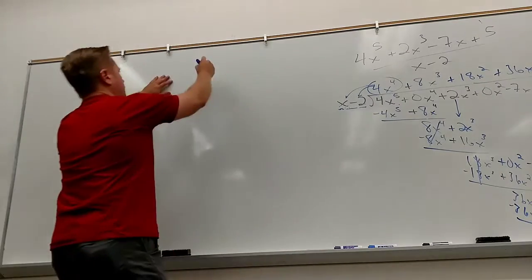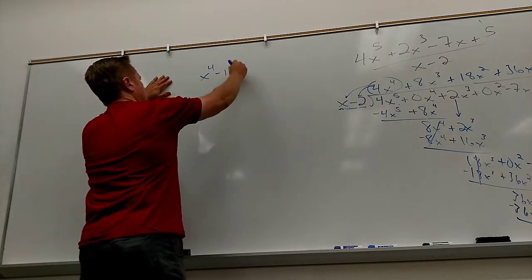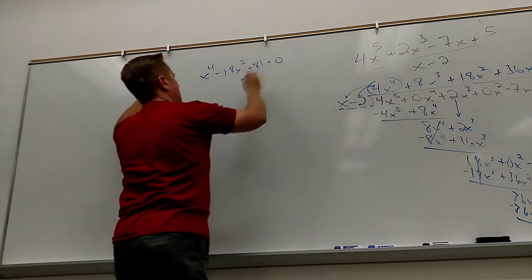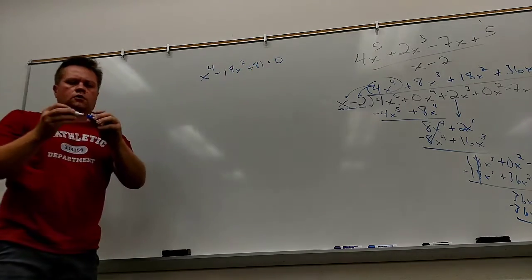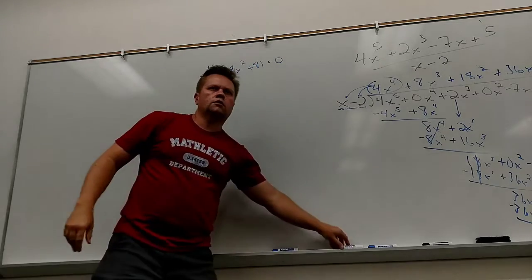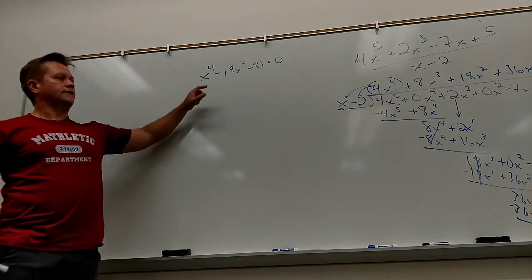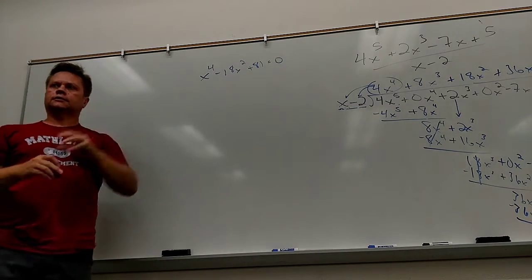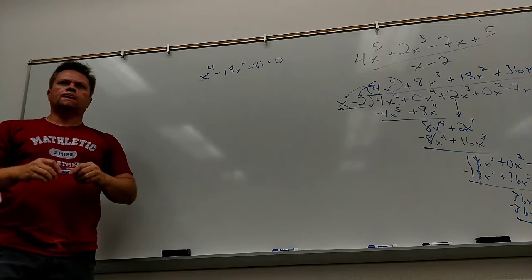Oh, this one, x to the fourth minus 18x squared plus 81. I started by subtracting 81 and then factoring out. Oh, yeah. Maybe not? No. Okay.